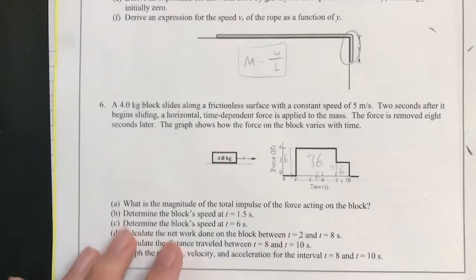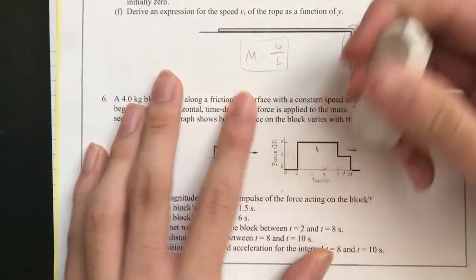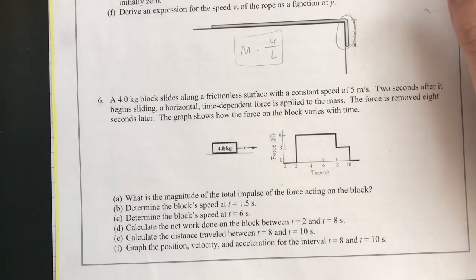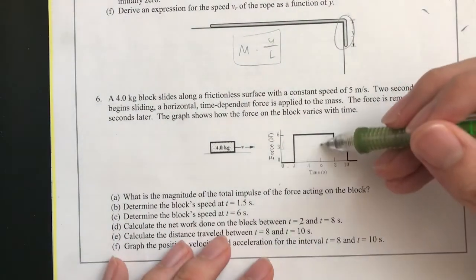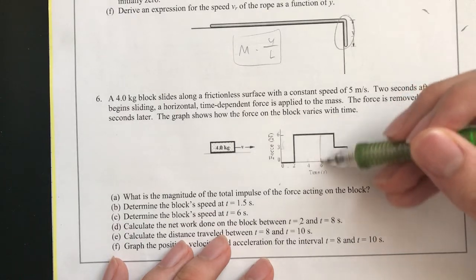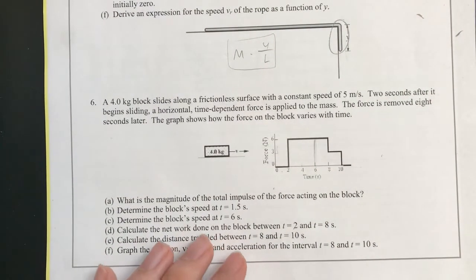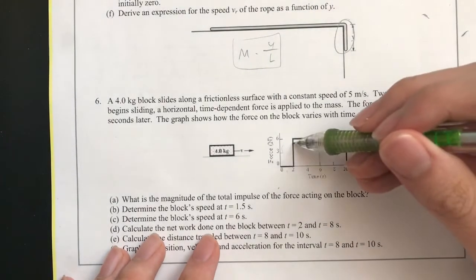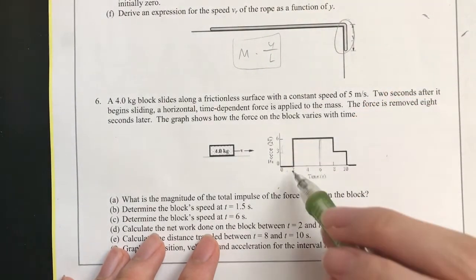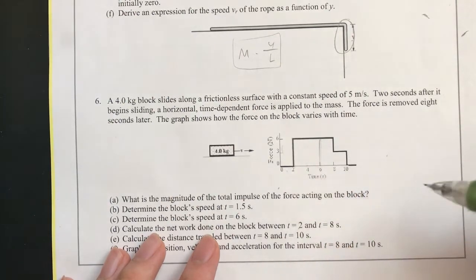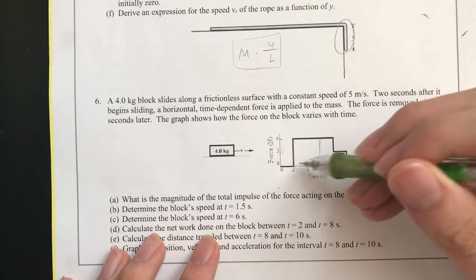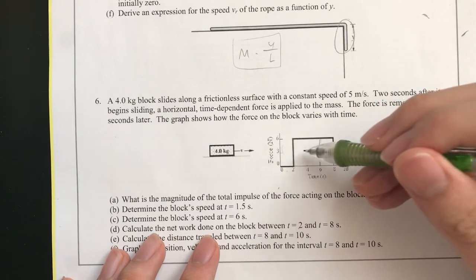Part C, determine the block speed at 6. Alright, let me erase this area stuff. So to find the block speed at t equals 6 seconds, we can find impulse again, and then set that equal to the change in momentum. So we will take the impulse from 2 seconds to 6 seconds. And the impulse, once again, is the area, height of 6, length of 6 minus 2 is 4, and that will be 24.